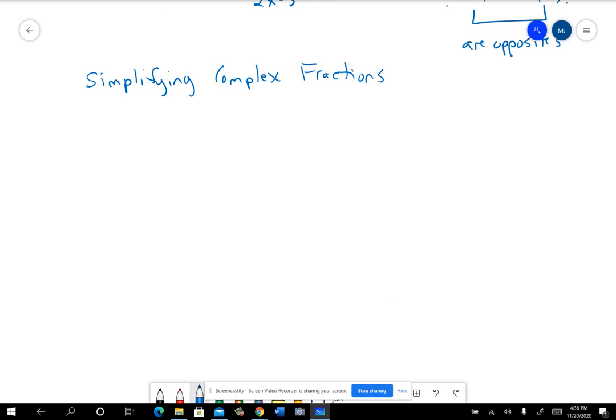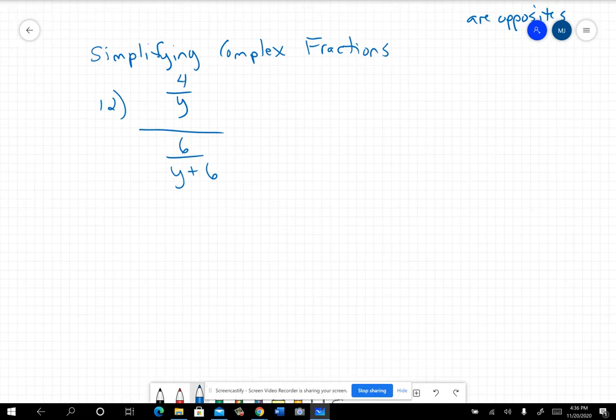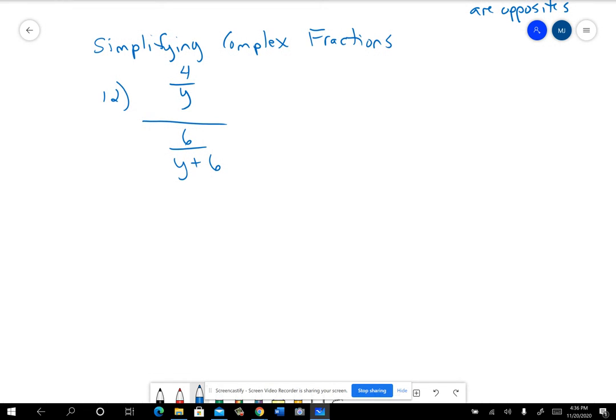All right, I'm having to do a whole lot of this in my trig class right now, so I'm glad you're going to be exposed to the skill in case you have to take trig, because I have to use this all the time in there. Okay, so that's the first one we're going to look at, and then there's another one.